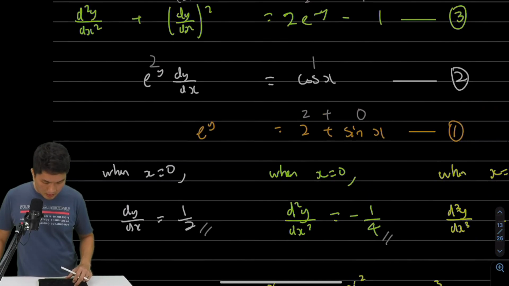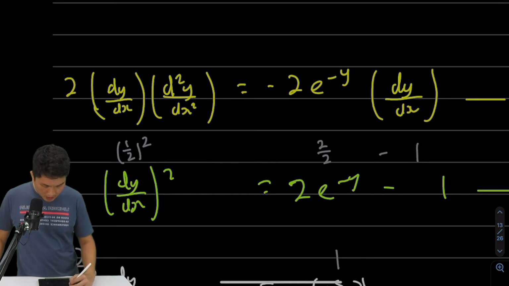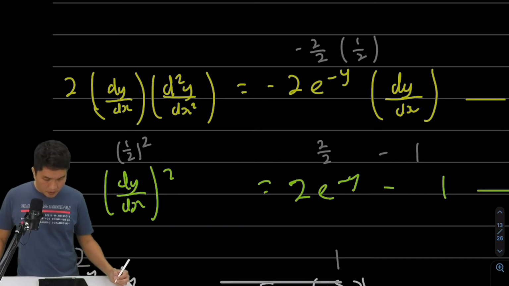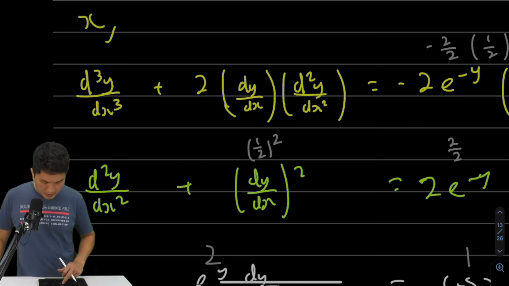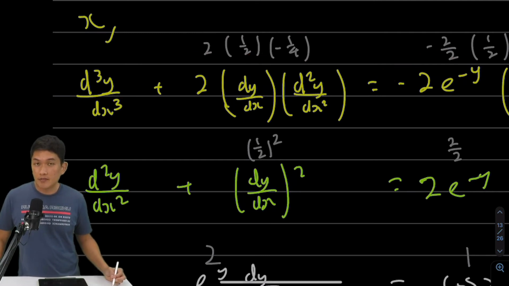And finally, let's look at the last equation. Again, starting with the right hand side, e to the negative y is a half, so this is negative 2 halves times dy/dx, which is a half. So we have a negative half on the right hand side. Looking at the left hand side, this is 2 times dy/dx times d squared y/dx squared, which is negative 1/4. So this is equal to negative 1/4. d cubed y/dx cubed minus 1/4 equals negative half. So that tells me d cubed y/dx cubed is negative 1/4.